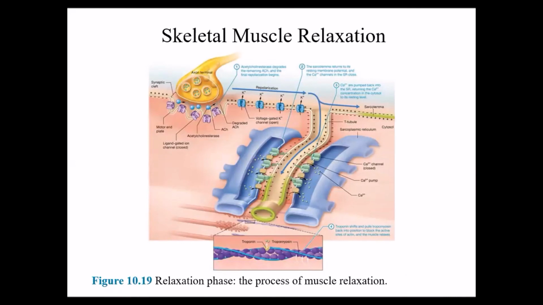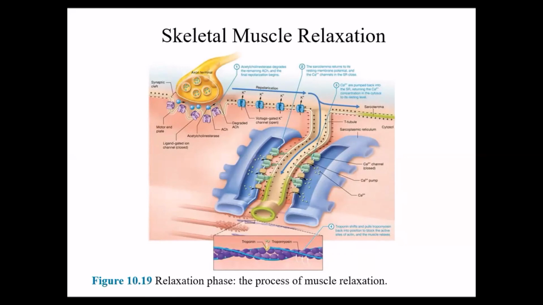Relaxation means you've got to get rid of the cross bridge. To get a muscle to relax, you've got to get rid of the cross bridge formation. And so that takes energy as well. You have to dislodge or disconnect the head of the myosin molecule from the actin, and then you have to move the calcium back into the storage container that it was in.